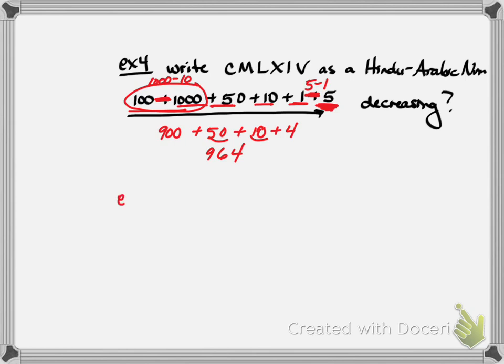Alrighty, example 5. Write 439 as a Roman numeral. So you can see how the Roman system really simplified writing numbers over the Egyptian symbol system. It's much easier to work with, easier to draw too.